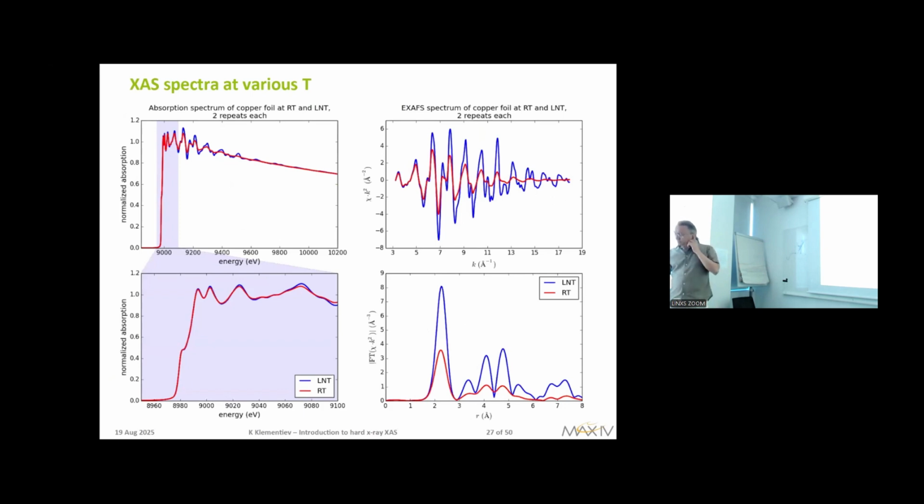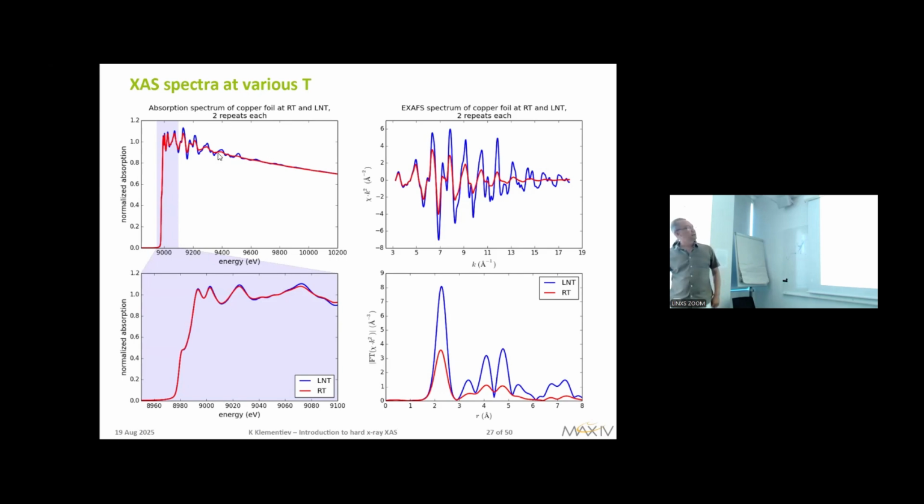Before I go to EXAFS examples, I show this effect of temperature. We can change the temperature of materials by putting them into a cryostat and measuring at some low temperature. Most popular is liquid nitrogen temperature, what's called LNT here. And you see the effect.